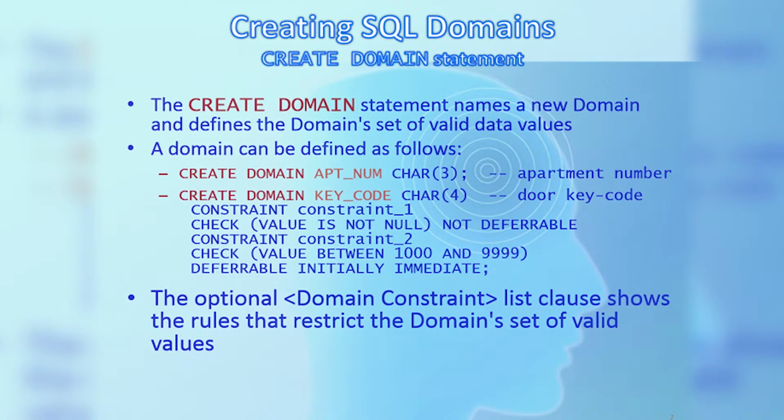Constraint 1. Check value is not null, deferrable. Constraint 2. Check value between 1000 and 9999. Deferrable initially immediate. The optional domain constraint list clause shows the rules that restrict the domain set of valid values.